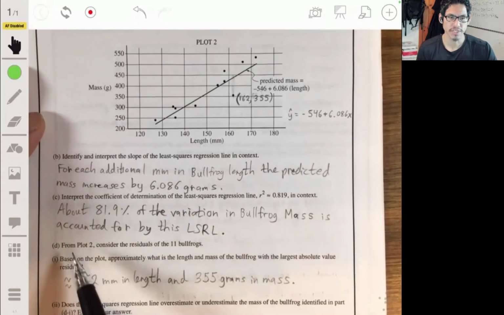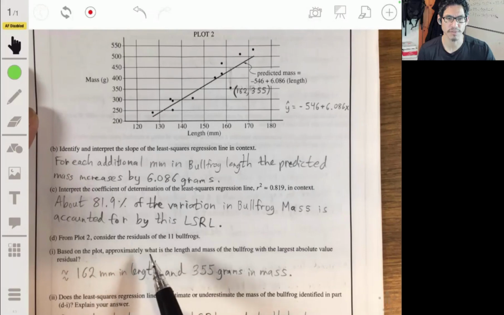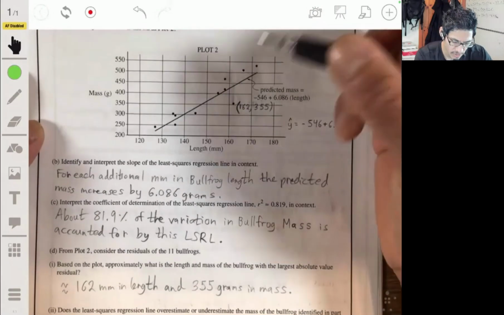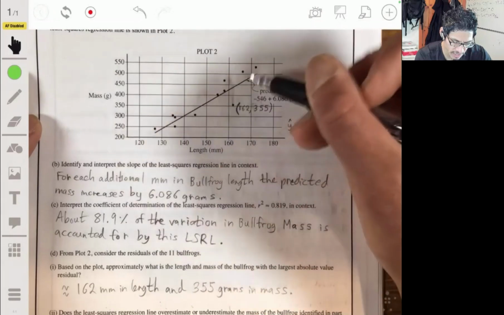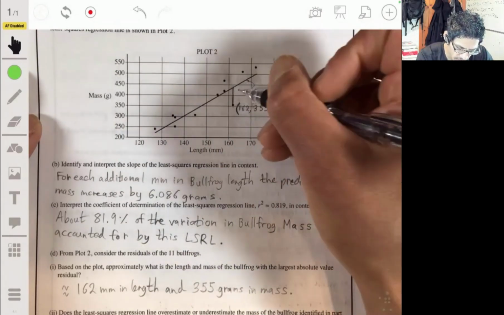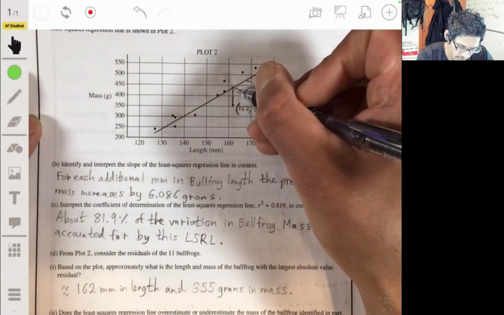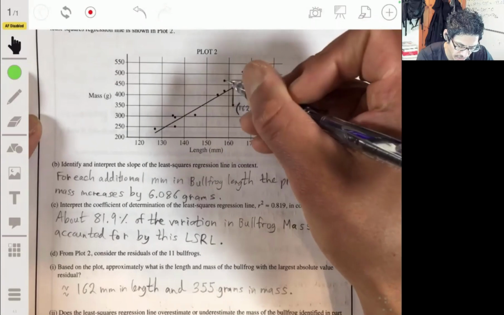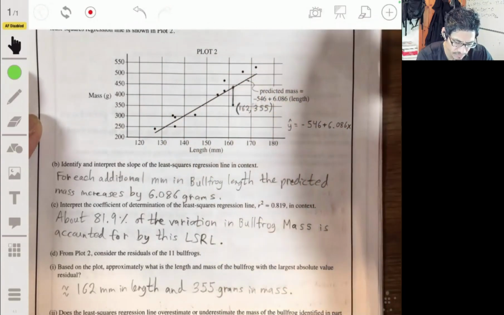Now part D, we have two parts of D. It says, based on the plot, approximately what is the length and mass of the bullfrog with the largest absolute value residual? Okay, so we want to look for the distance between any point and the line, and the greatest distance is right here. Now remember that the points on the line are your predicted values. The actual values are these points shown in the scatter plot.